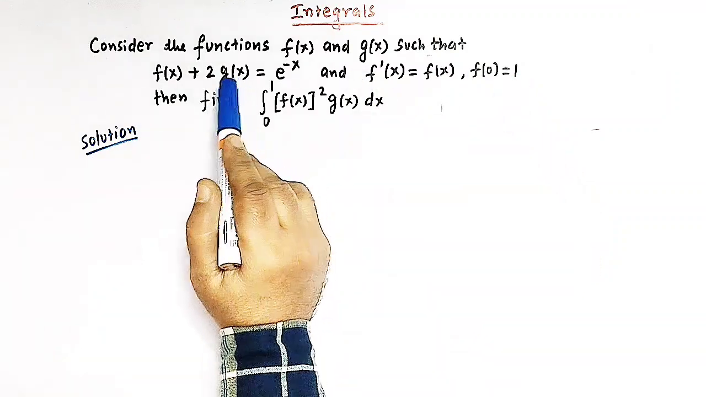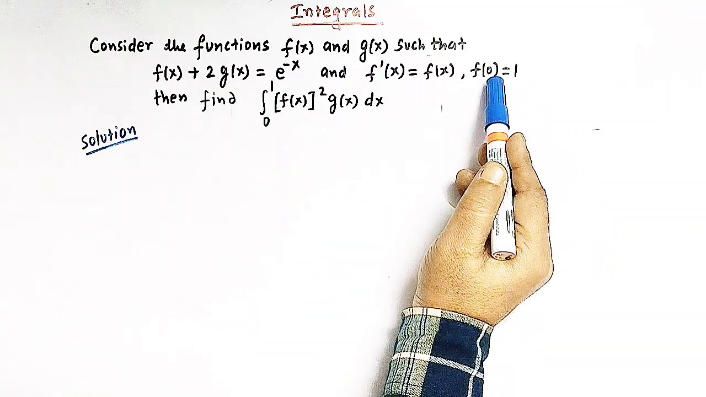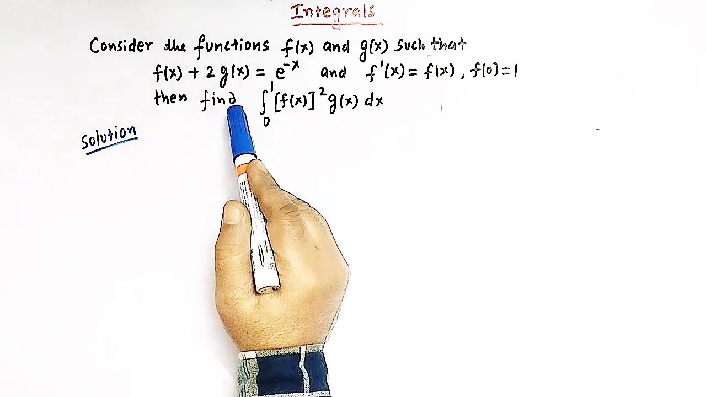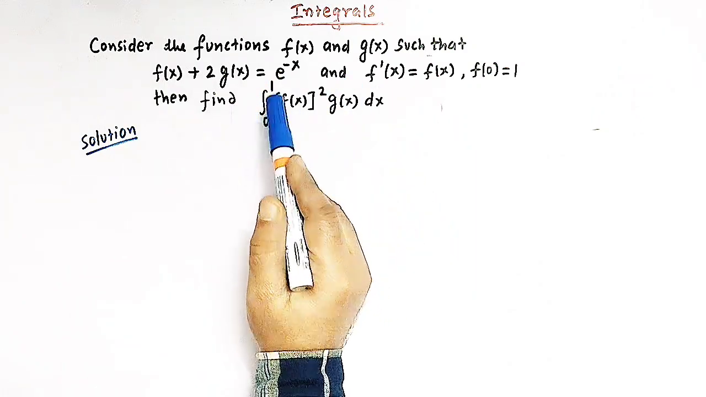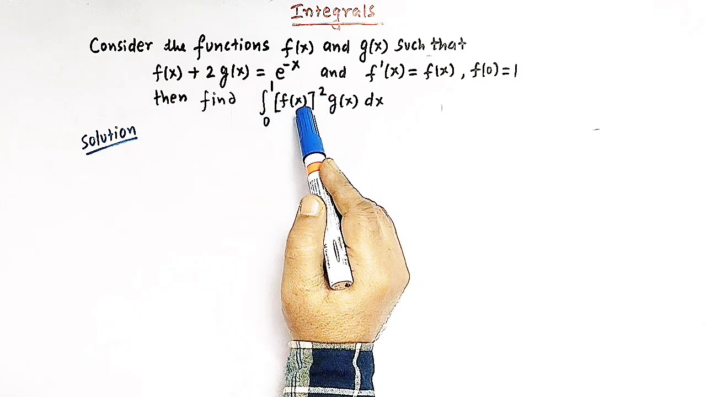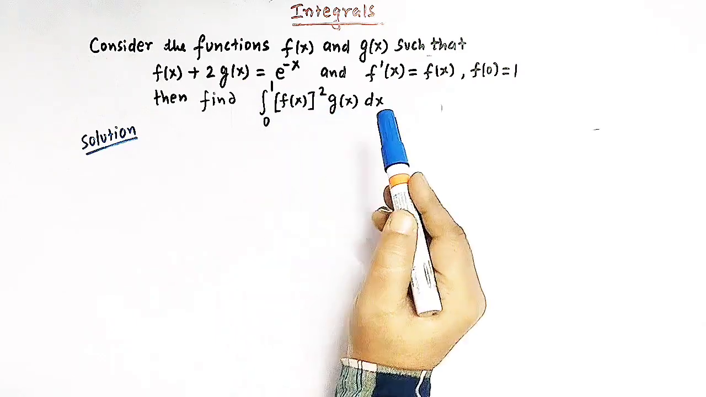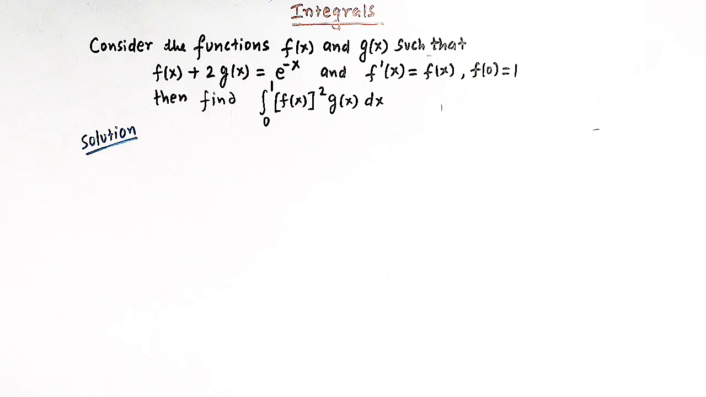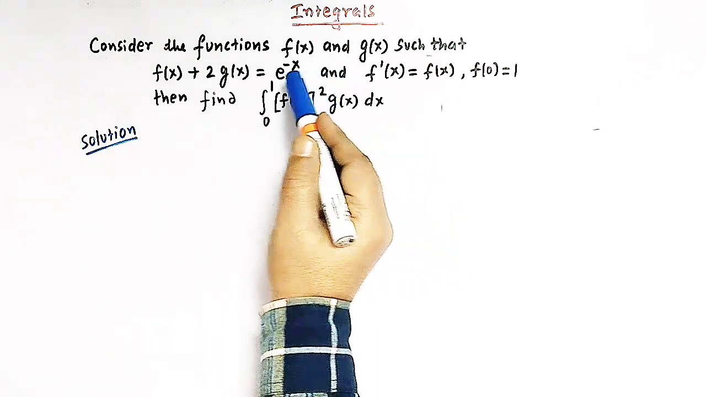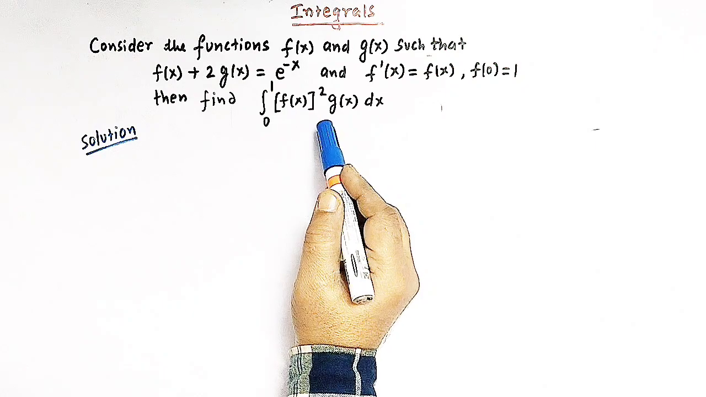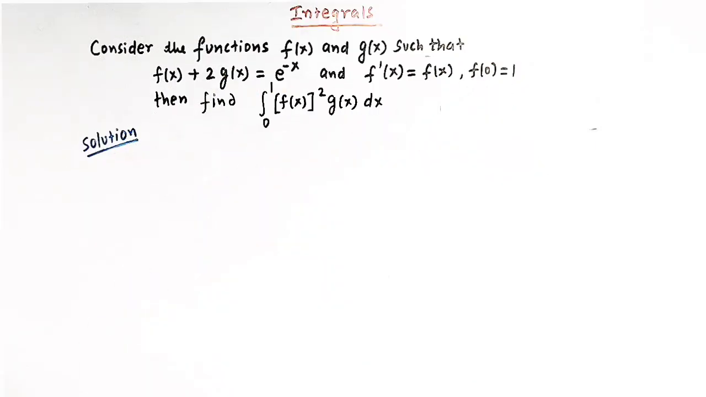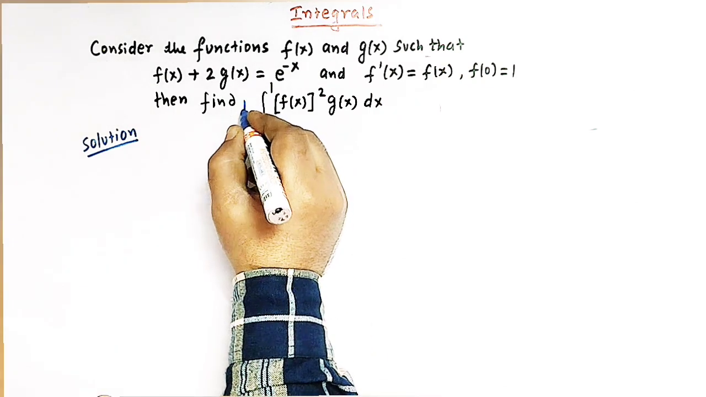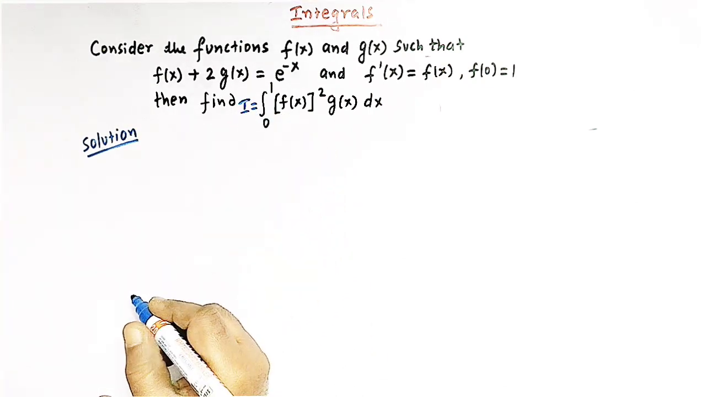So here we are given these three conditions, and we have to find the value of this integral, that is the integral from 0 to 1 of the square of f of x times g of x dx. So let us see how we can find the value of this definite integral using these three conditions. Let us take this integral as I.